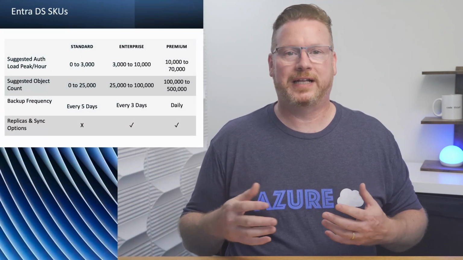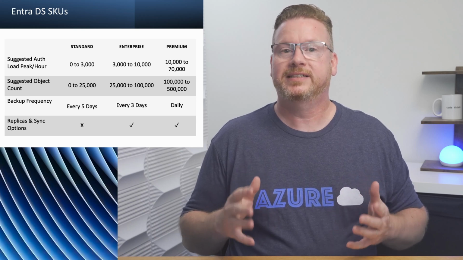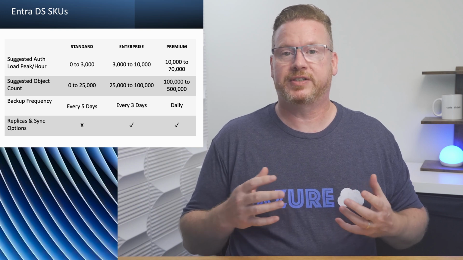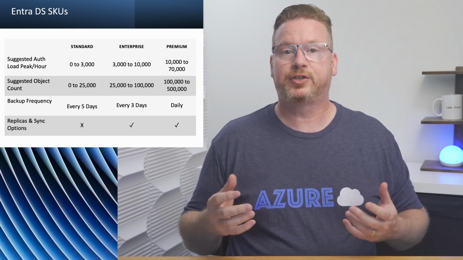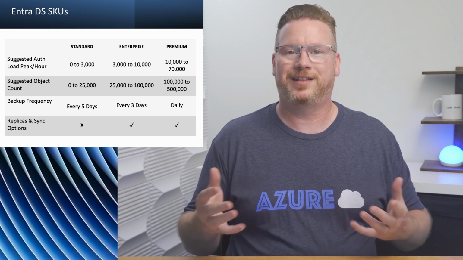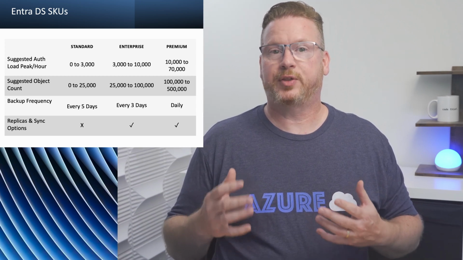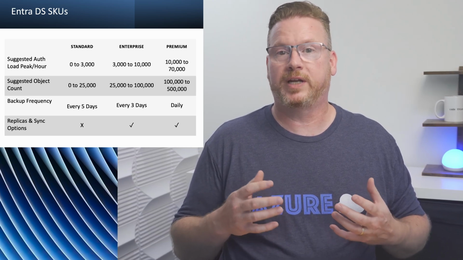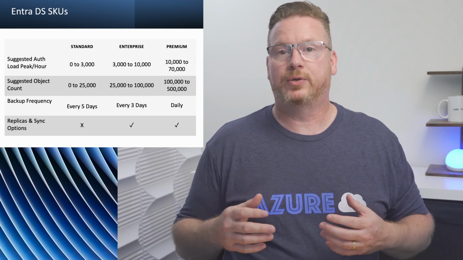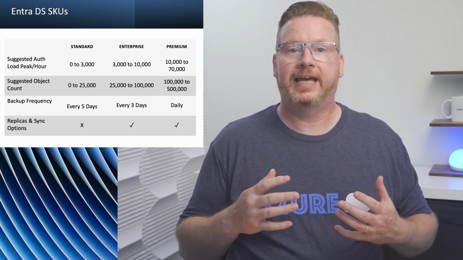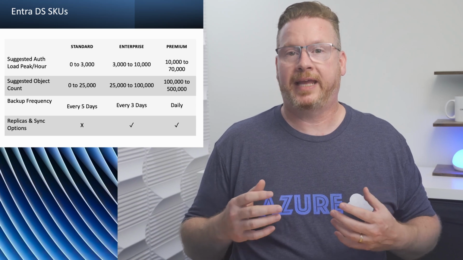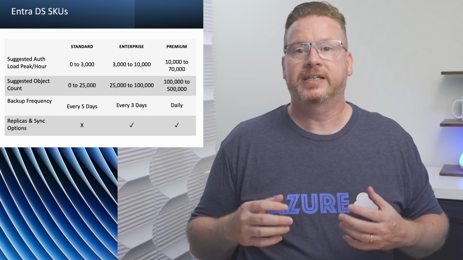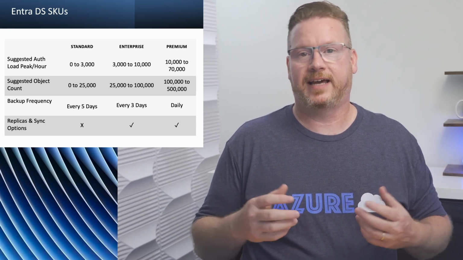There are three SKUs available when we deploy Entra Domain Services: Standard, Enterprise, and Premium. Since Entra Domain Services deploys and manages the VMs, the size of those VMs increase as we move to higher tiers, along with the price. Standard handles up to 3,000 authorizations per hour and has a suggested count of up to 25,000 objects. Enterprise goes up to 10,000 authorizations and 100,000 objects, while Premium handles 70,000 logins per hour and up to 500,000 objects. These are suggested guidelines and not hard limits.